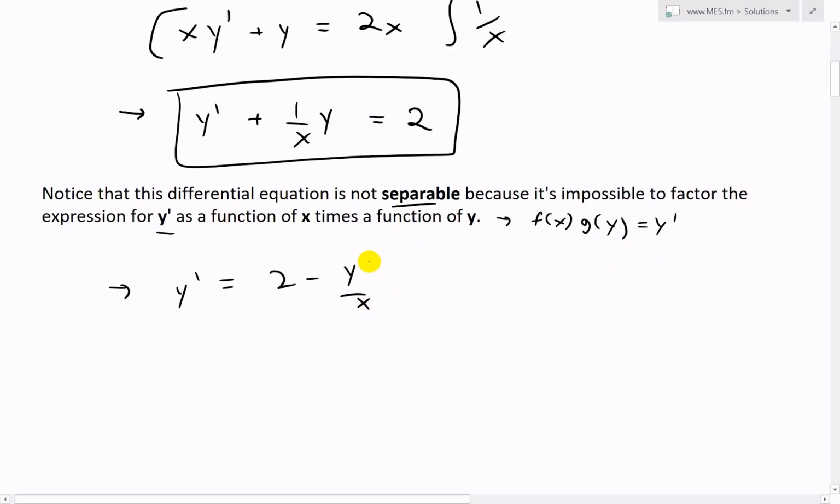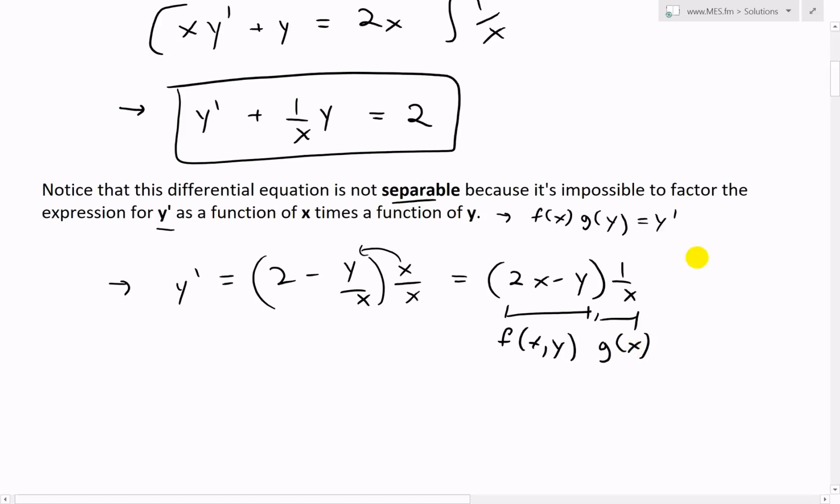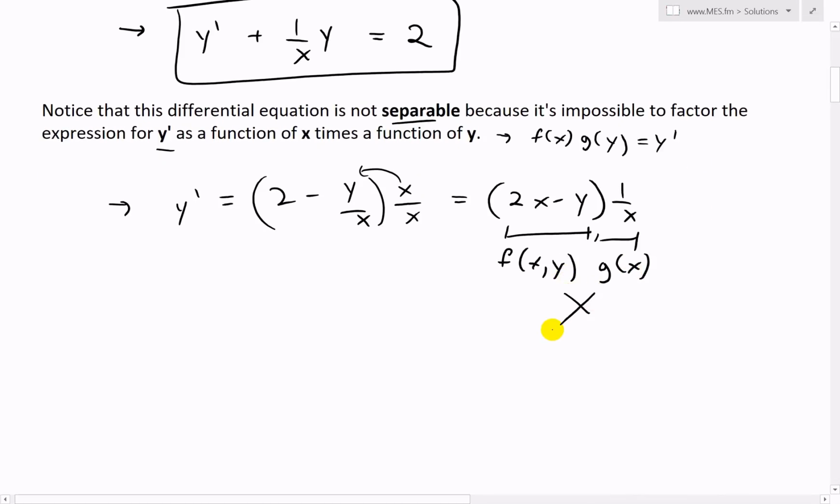If we try to do something like this, we'll multiply to get rid of this x in the denominator. We'll multiply by x divided by x and then move this x inside. So we get y prime equals 2x minus, and then the x cancels, minus y, times this 1 over x. So what we end up having is a function of x and y, and then a multiplication by a function of x, like here. So this is not a separable equation.